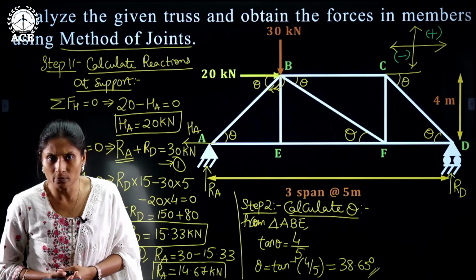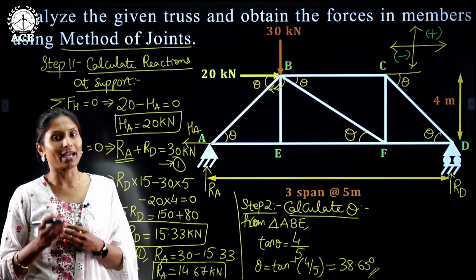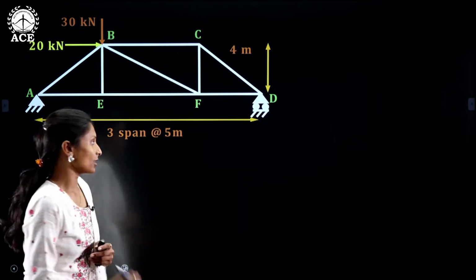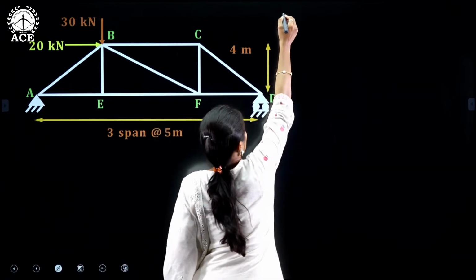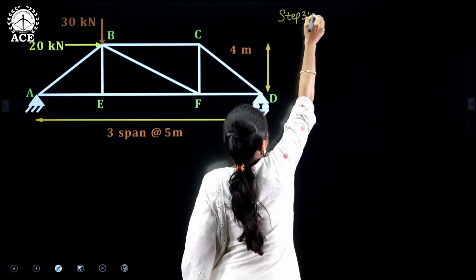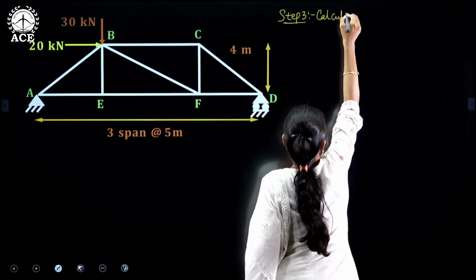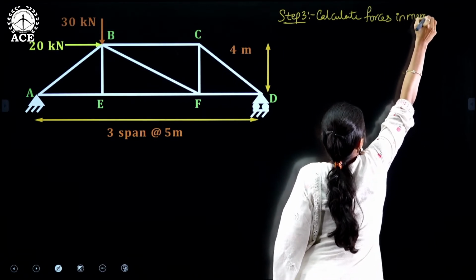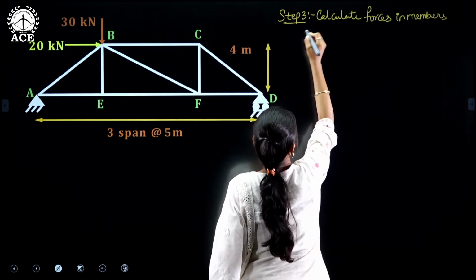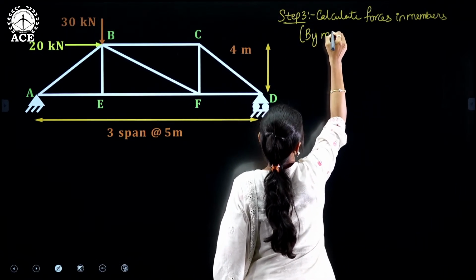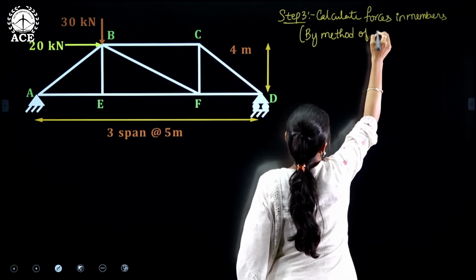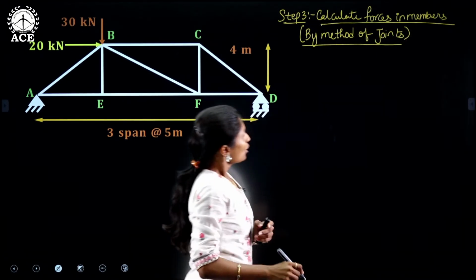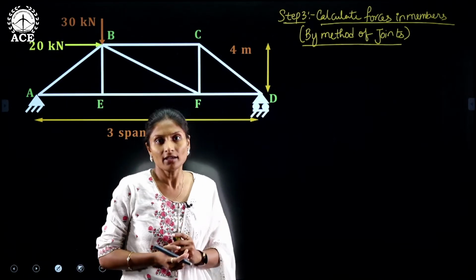So after that what we have to do? The last step pending is we have to calculate all the forces in the members using method of joints. So step 3 is calculate forces in members by method of joints.